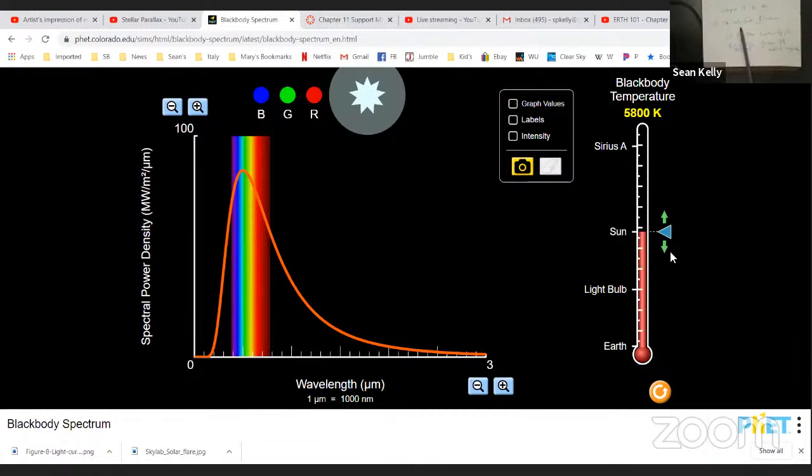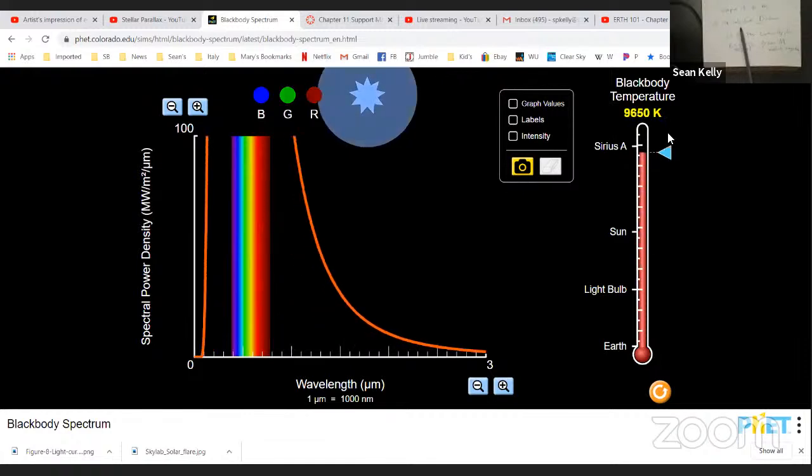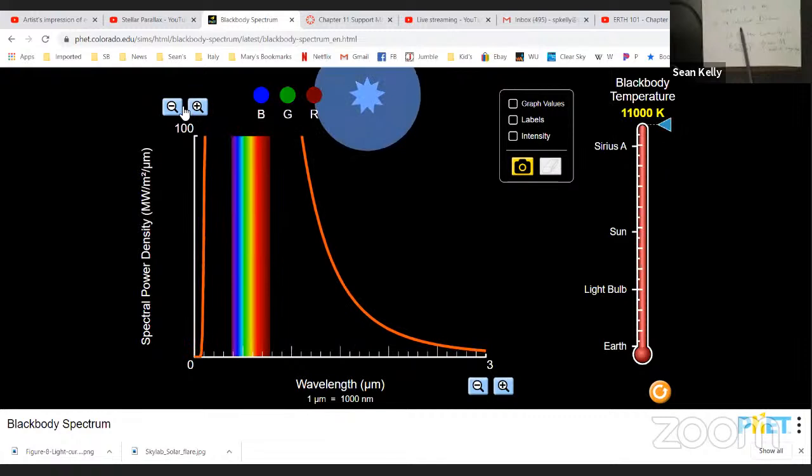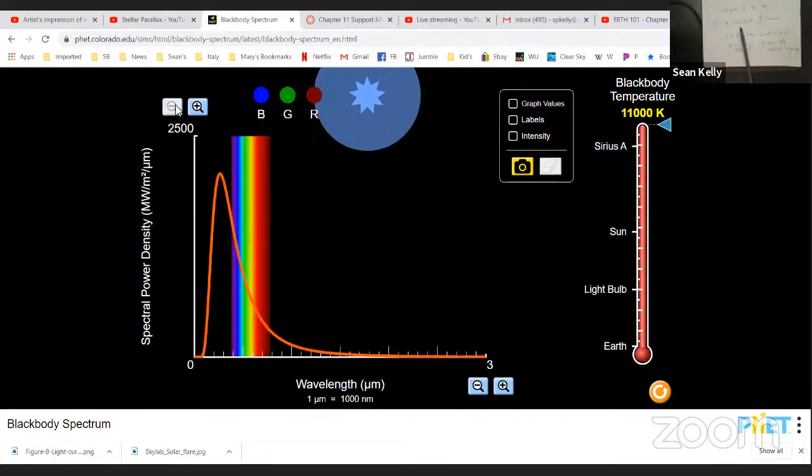Now, what if the temperature is much hotter, right? So we slide this up. Okay? You could do this yourself at home, play with this little app. It's kind of cool, right? The hotter it is, what happens to the peak? The peak moved this way, right? Now that star's peak is in the ultraviolet. It puts out more ultraviolet than anything else. And how does that star look? It looks blue. Blue stars are incredibly hot. You need to know that, okay? And we're going to talk more about that.